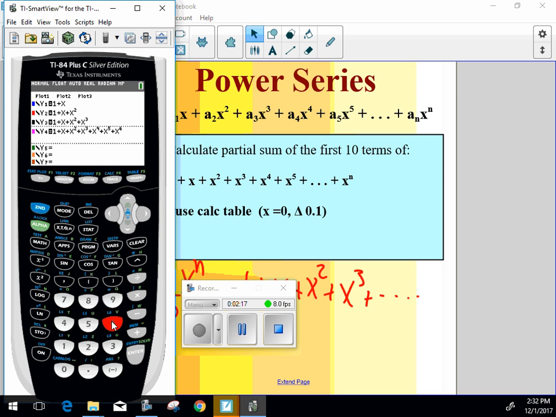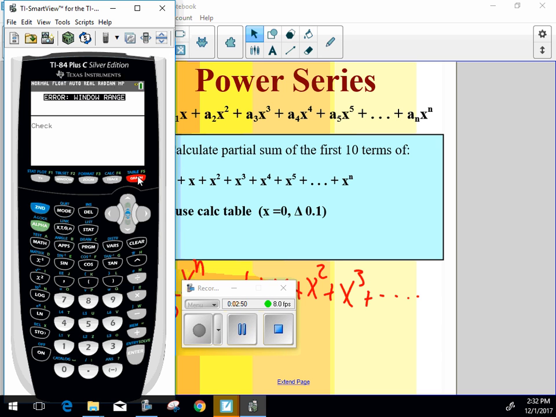Go to 8, plus x to the 7th, plus x to the 8th. That's a lot. And then when we do the window, we're going to look at the window between -1 and 1. And then we're going to go from -1 to 4. A lot of button pushing.